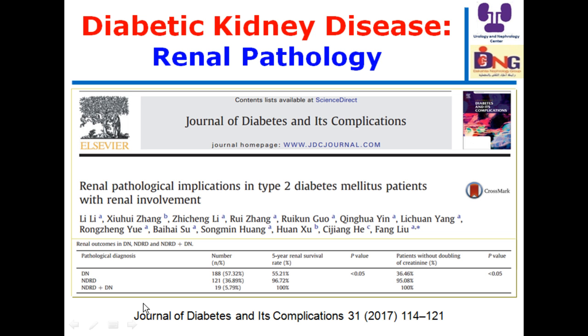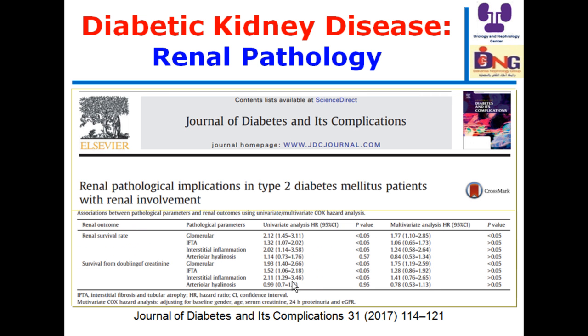Here, the 5-year renal survival is adversely affected by the presence of the pathology. So diabetic nephropathy, classic pathology, is bad and predicts poor survival of the kidney after 5 years. But non-diabetic renal disease in a diabetic patient attains better survival. Why? Because we can modify the natural history of non-diabetic renal disease by giving specific treatment for these patients.